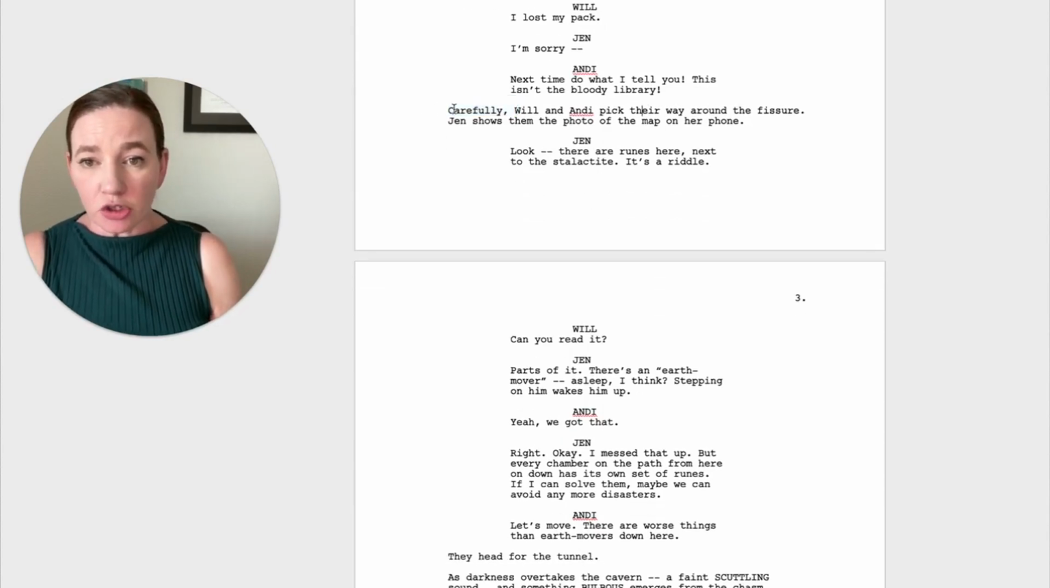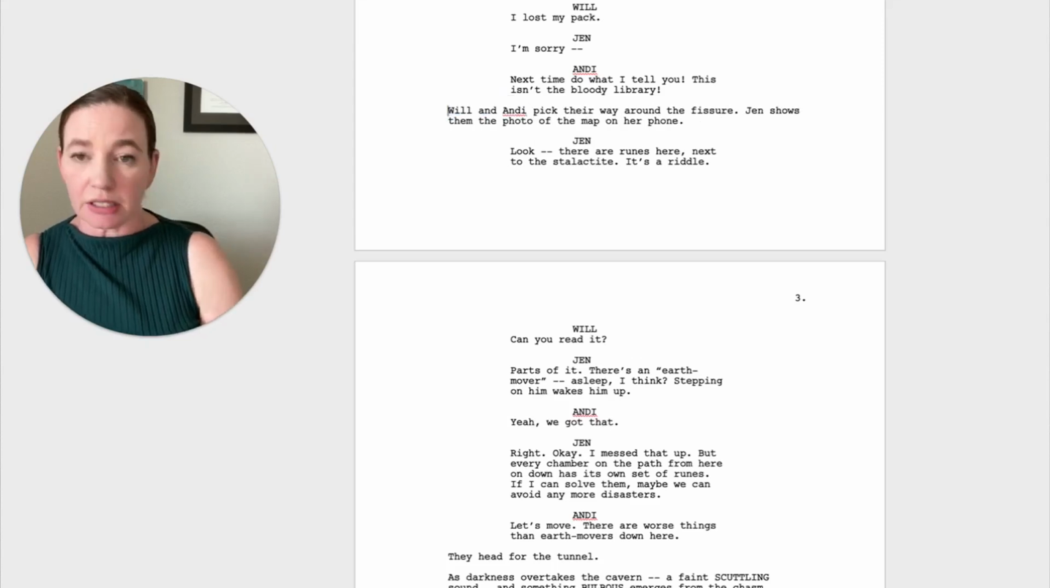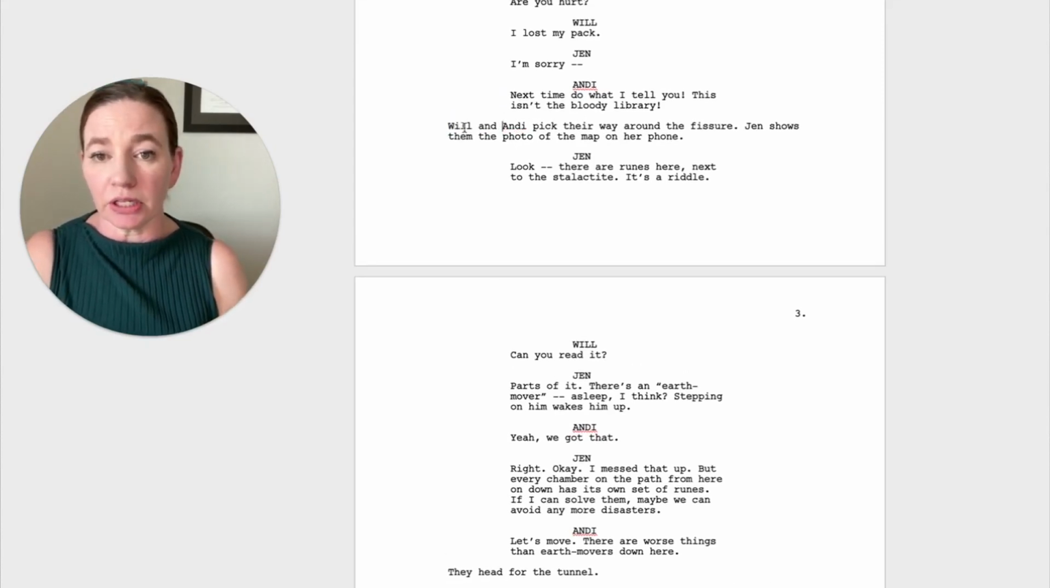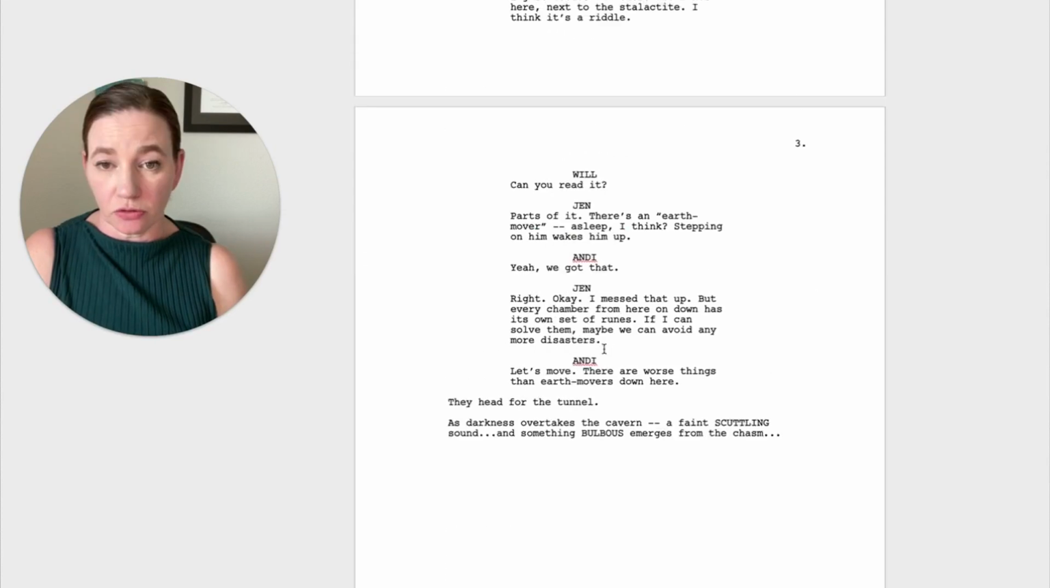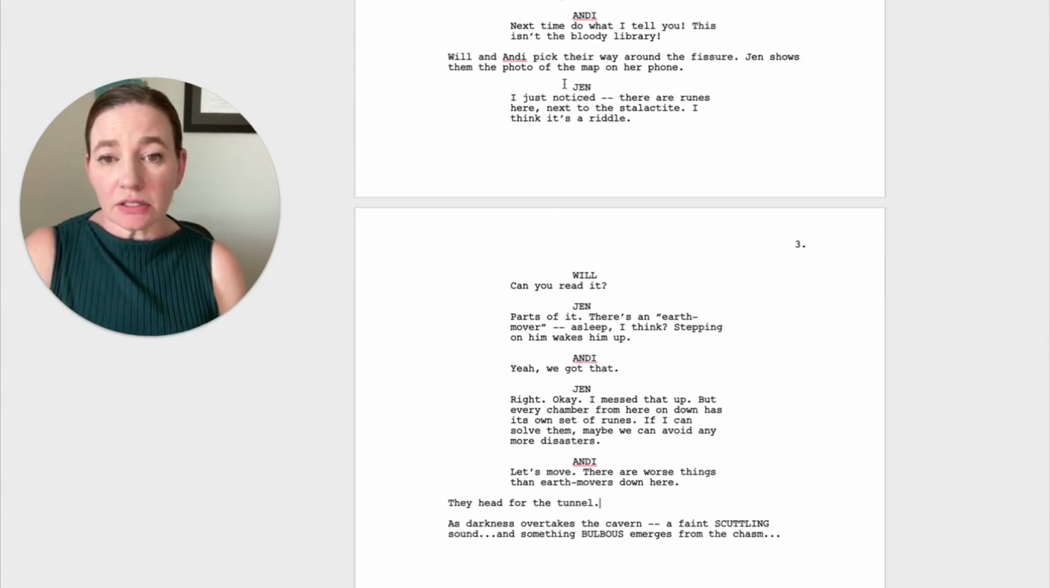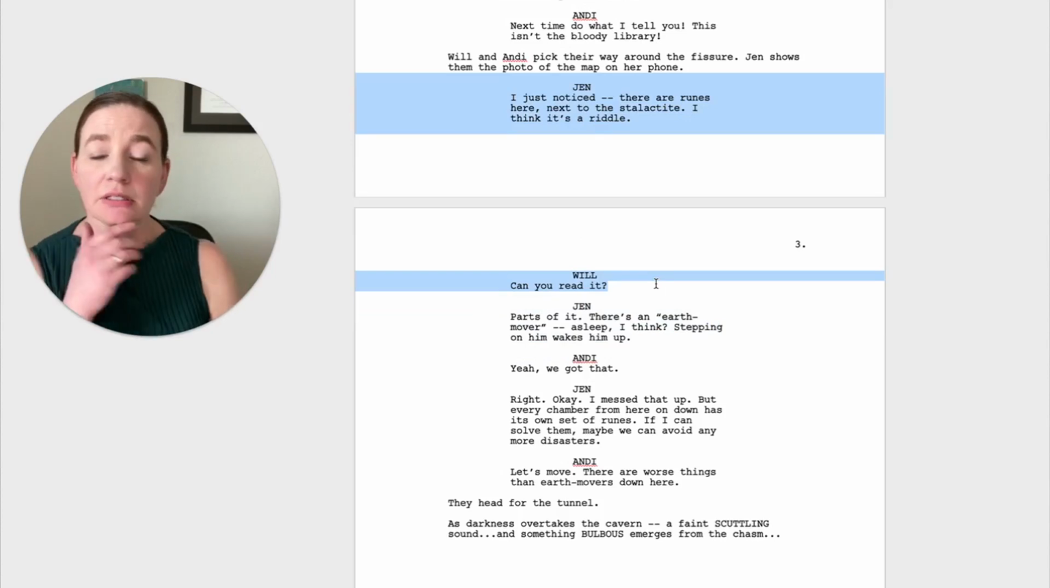Picking their way around the fissure suggests care, so that's an adverb we can cut right there. Okay, Will and Andy pick their way around the fissure. Jen shows them the photo of the map on her phone. Okay, this is still kind of bothering me a little bit, right? This section here.